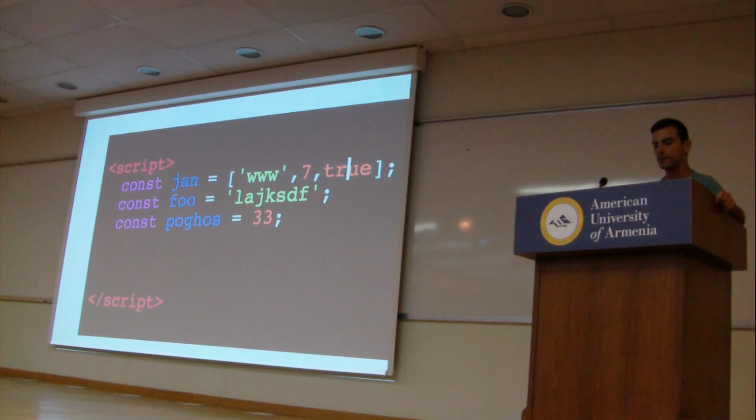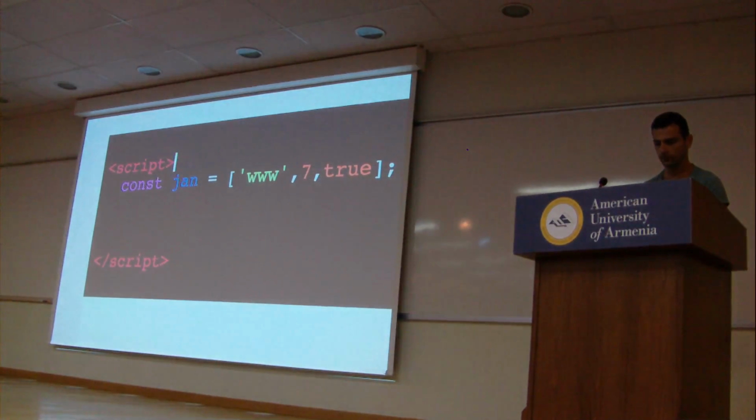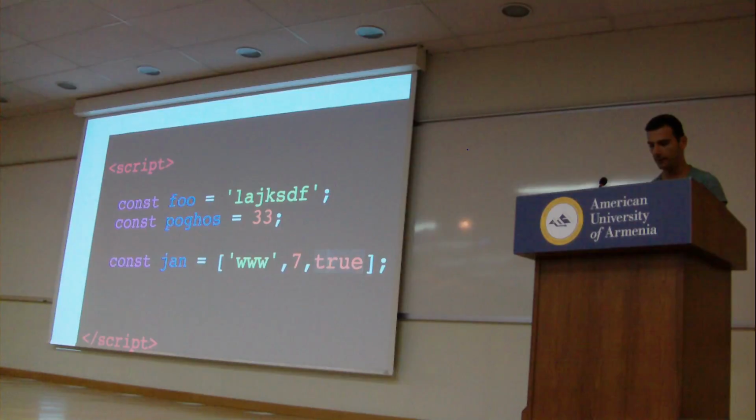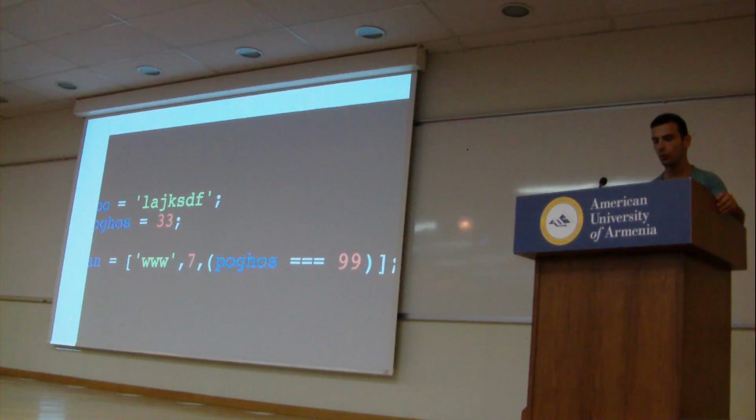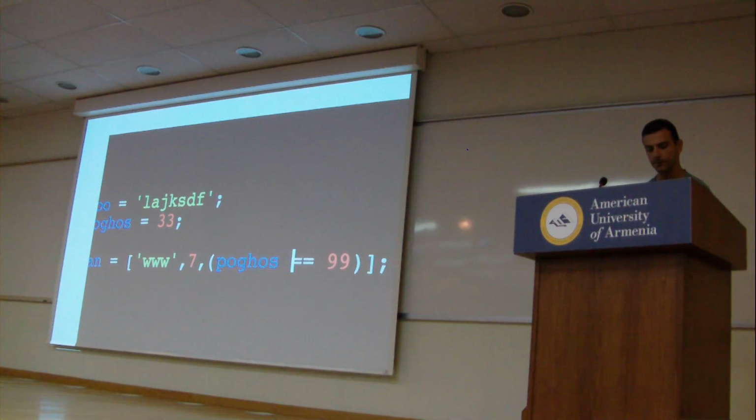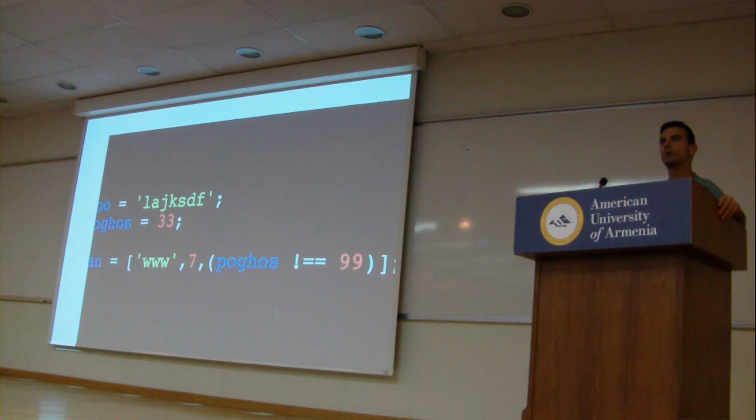Now, watch this. Suppose, let's move these guys up here. And let me have this be, whatever is triple equal to, what will be in my array now? False. Not just. What's in my array? www, 7, and false. If I do this, www, 7, true. Got it? Yes.